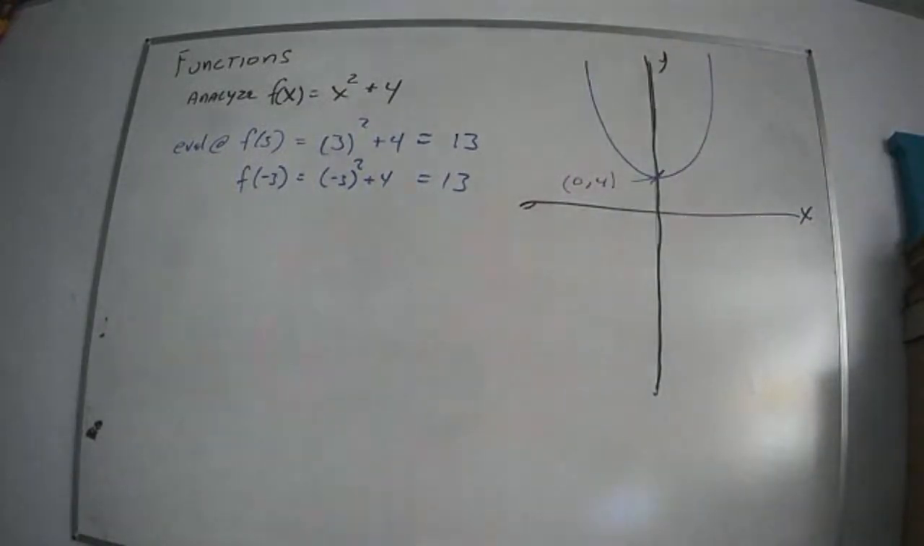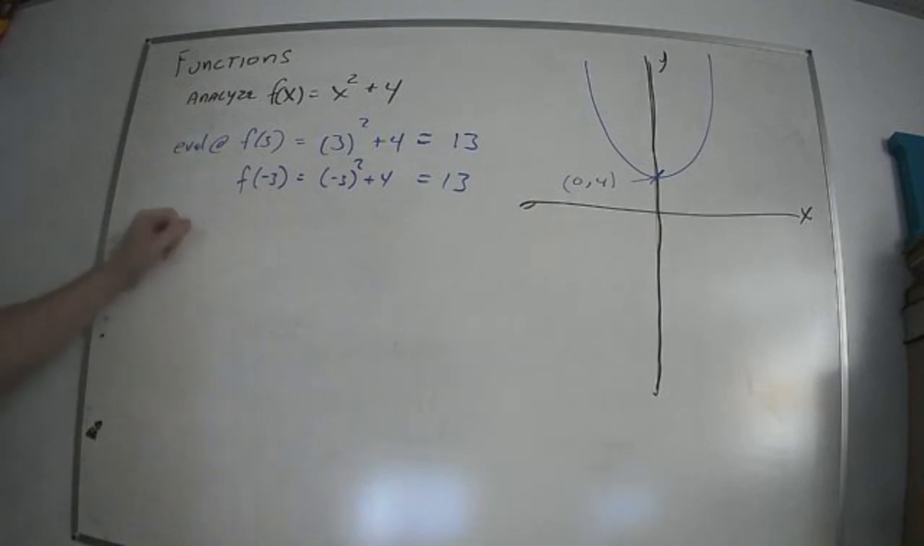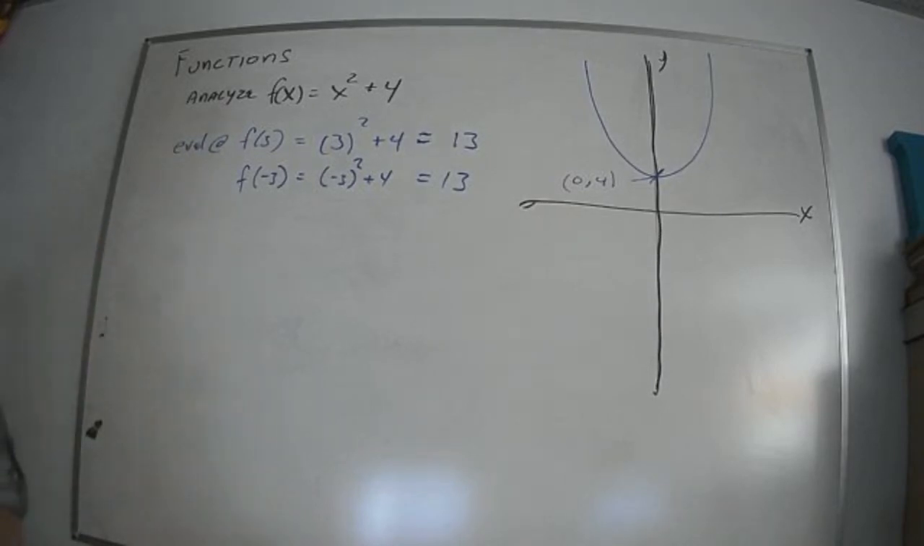This is okay. You can get the same y value from multiple x values. Remember, a function says for each x, there's only one y. For each y, there could be any number of x values that give you that same y value. That's okay.